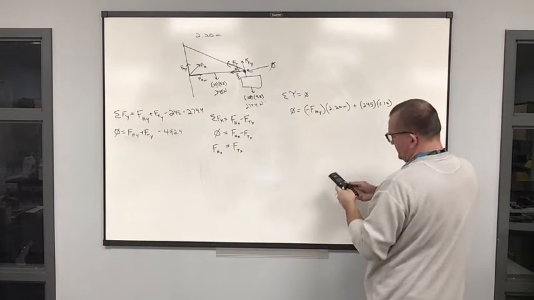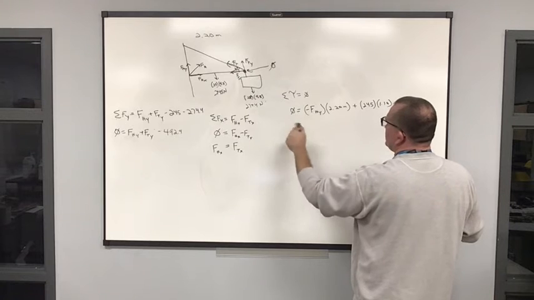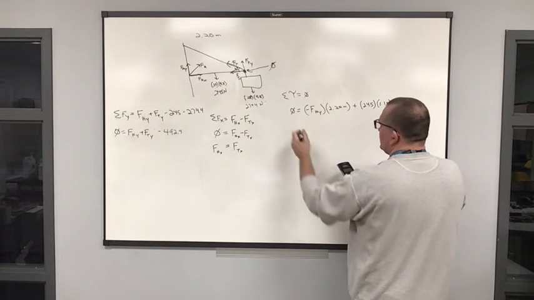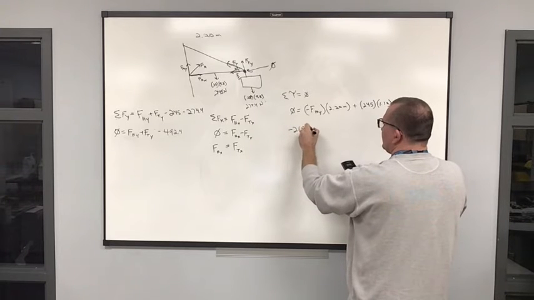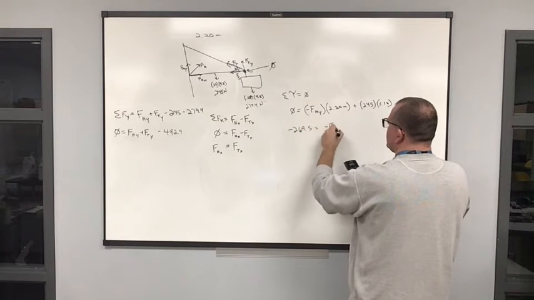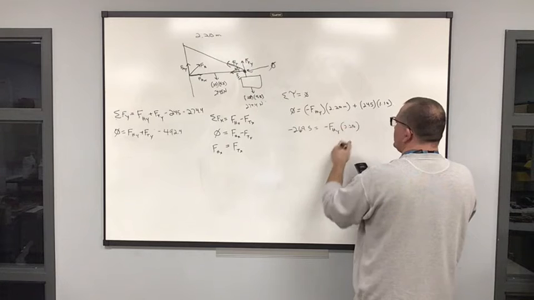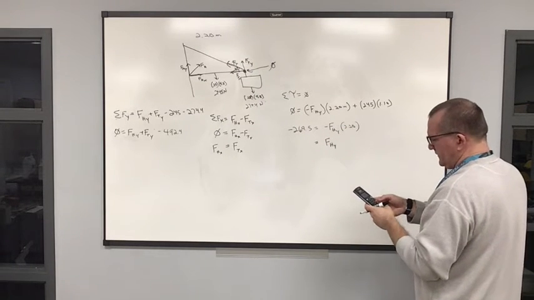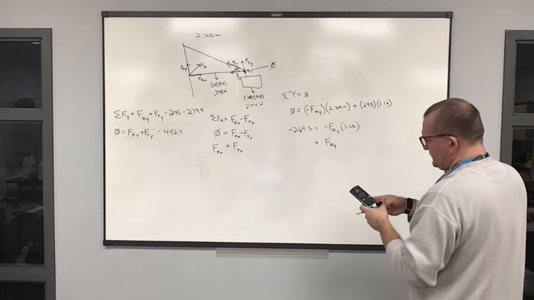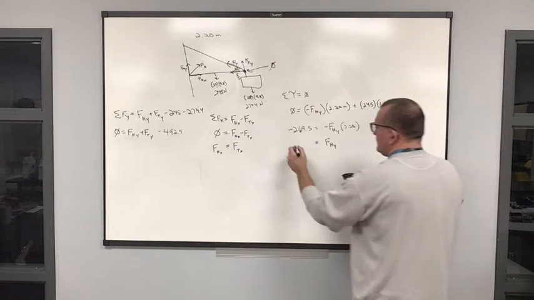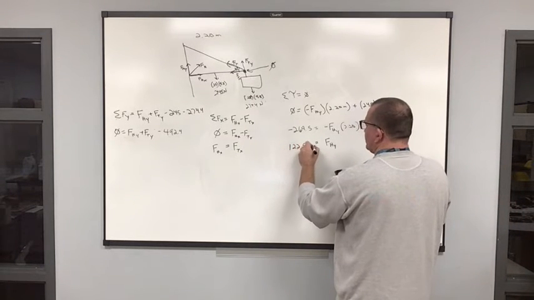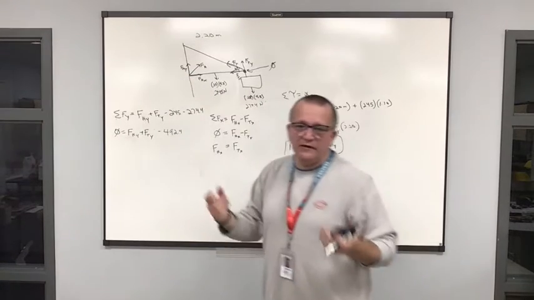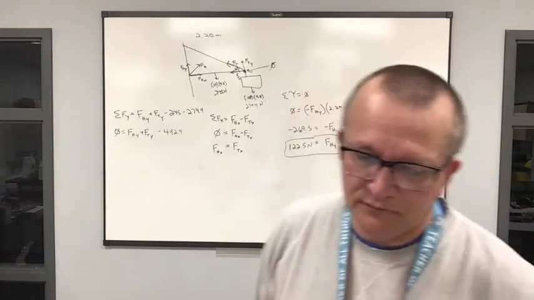So let's do that. I'm going to bring this over, 245 times 1.1. So it's going to be negative 269.5 on that side of the 0, equal to negative F hinge y times 2.20. F hinge y is negative 269.5 divided by 2.2, which is 122.5 newtons. So that's going to be our force here. All right, so now we found the y component of our hinge force.